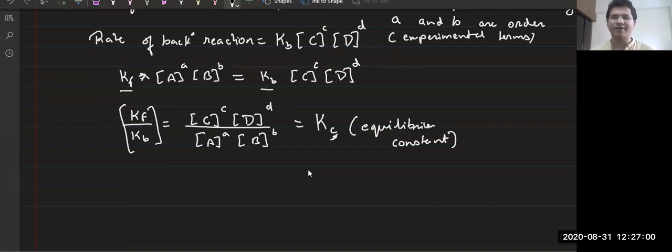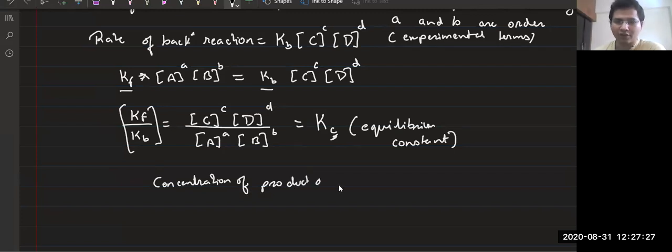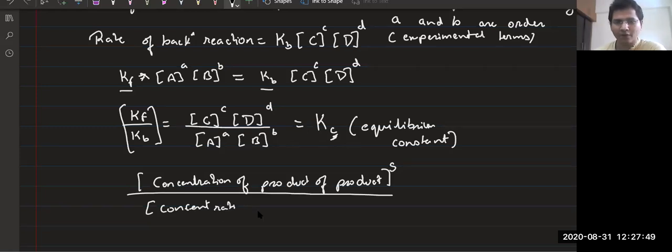See, if you actually try to understand each and every concept, everything would be easy. Now, my question would be, this ratio is the concentration of product, or product of product, where product means multiplication, raised to their stoichiometric coefficients, divided by the concentration of product of reactant, raised to their stoichiometric coefficients.